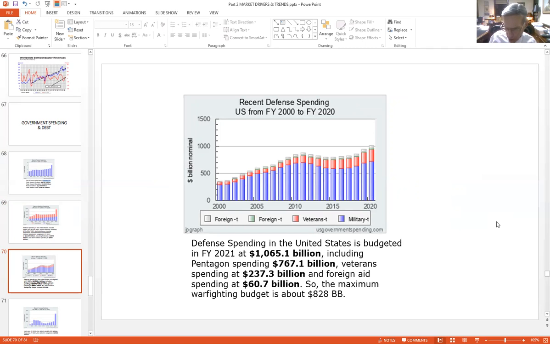Here's the trend in defense spending by the government, and you need to pay close attention to the colors. Only the blue bars represent Defense Department expenditures for conventional military purposes. The red bars represent welfare paid to veterans. The green bars represent, and the white bars represent disbursements to foreign governments.